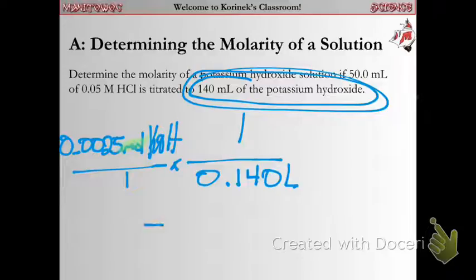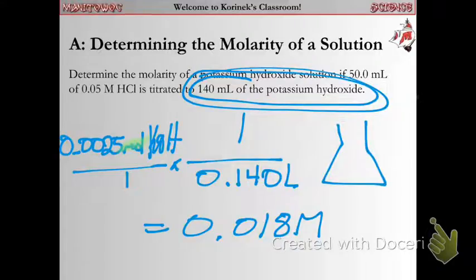All right. So if you calculate that out correctly, you're going to come out with 0.018 molar. And so that original potassium hydroxide solution that you had in that first Erlenmeyer flask that I drew, there was 140 mils in there. Well, we had that question mark molarity. What's that molarity? Boom, right there, 0.018.